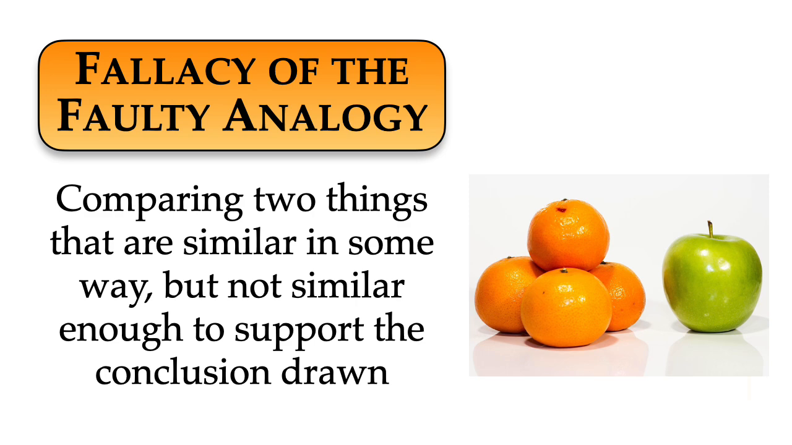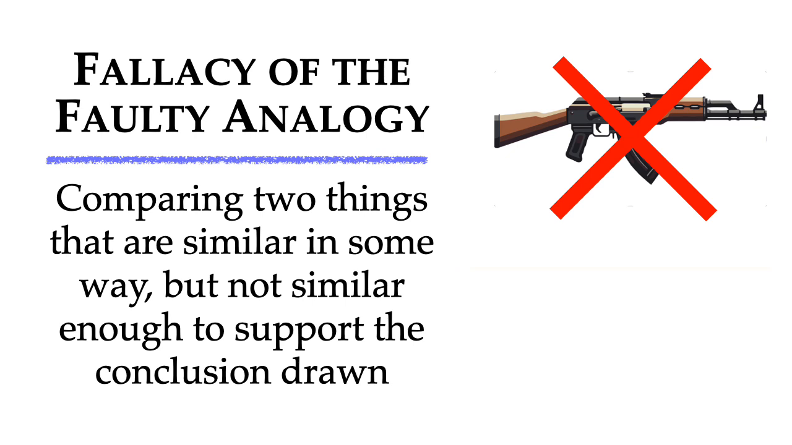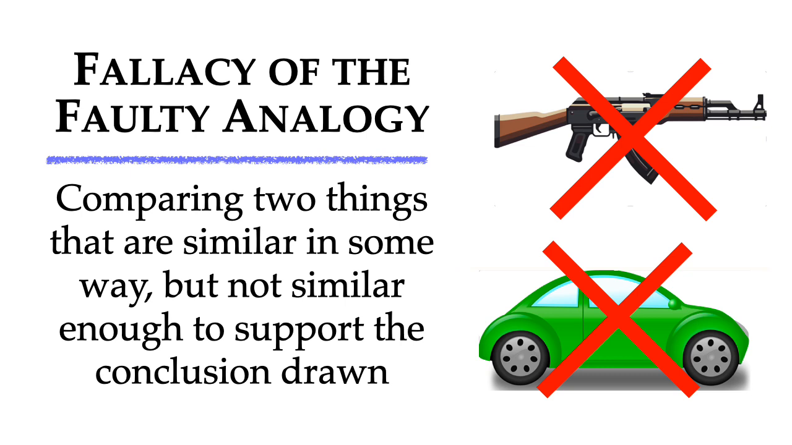So here's another fallacy, the fallacy of faulty analogy. And that's comparing two things that are similar in some way. They're both fruits, but not similar enough to support the conclusion that's drawn. So an analogy that we see sometimes is that banning guns is as ridiculous as banning cars. Last I checked, deaths in the U.S. from guns was about 48,000 a year. From cars, a little bit less, maybe 40,000 a year, people dying in car accidents. But the problem is that banning cars would cause huge disruption. So they're clearly not the same.